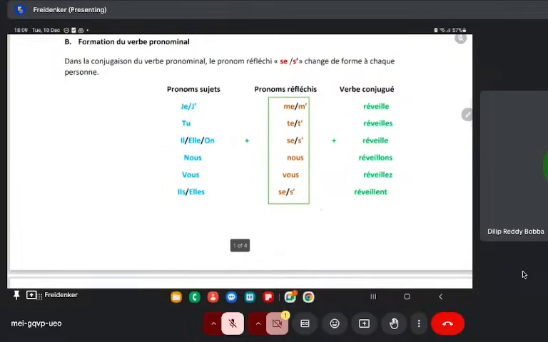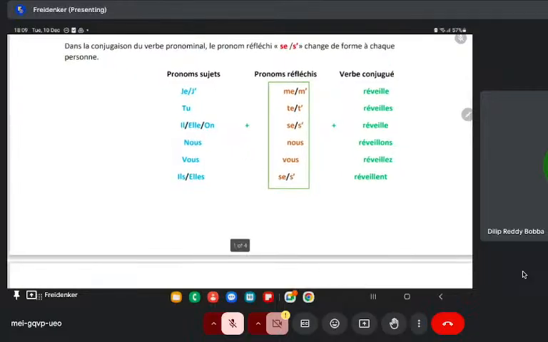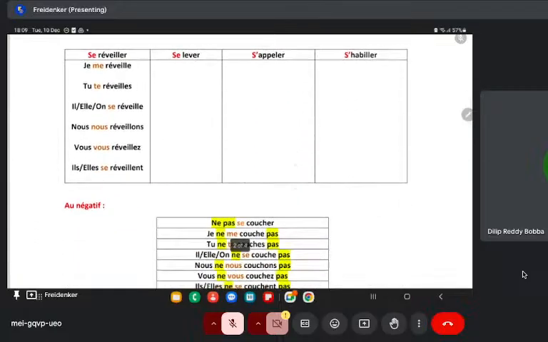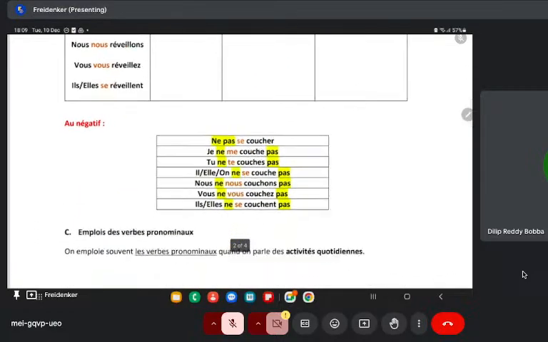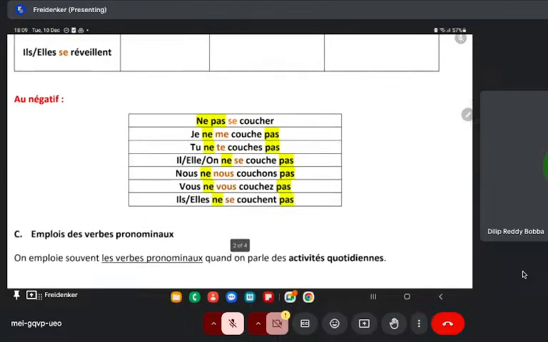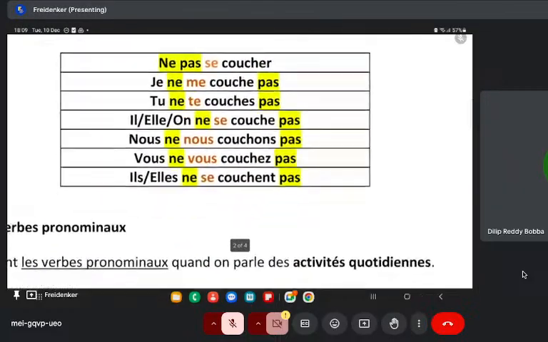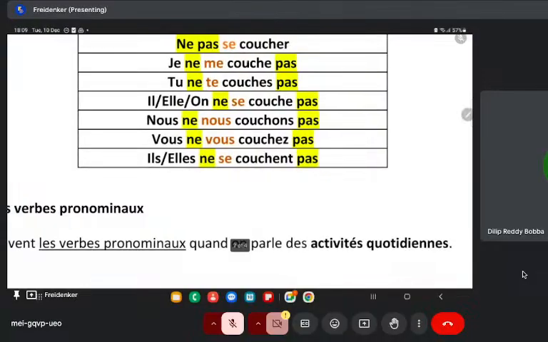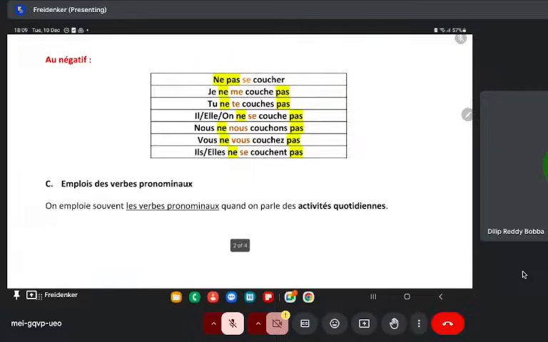So conjugation, you're supposed to see how you conjugate. SC will become ME. If there is a vowel, ME becomes M apostrophe. Same story with TE and SC. You'll have to write nu two times, so SE becomes nu here. This is in negative. In negative, you have to see where you put your NE and PAS. You surround your verb with NE and PAS, like the SE part will go inside the NE and PAS. That is negatives.